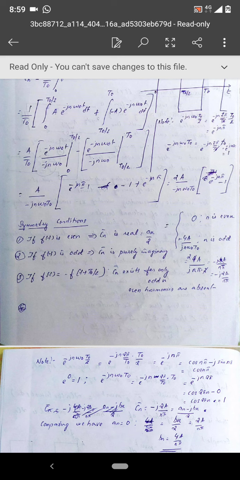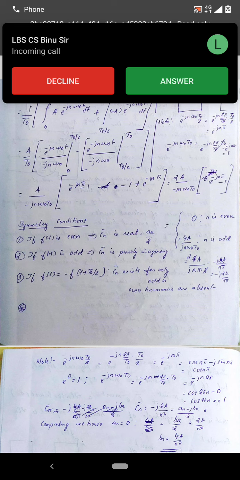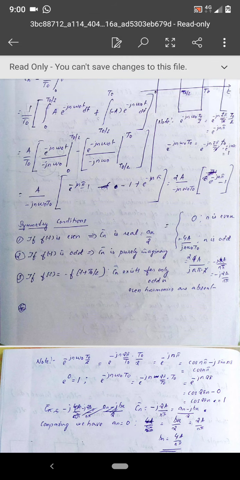So here you can say that for n is odd, the value for Cn bar is nothing but minus j 2a by n pi, and all even order harmonics are absent, and of course Cn naught is equal to 0.